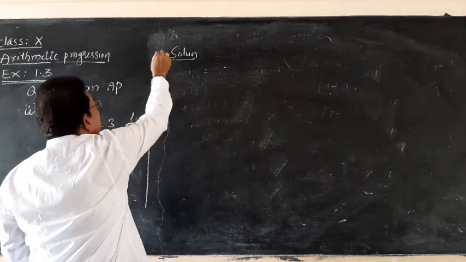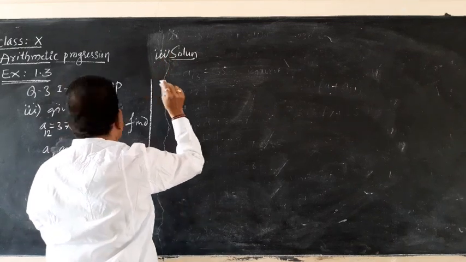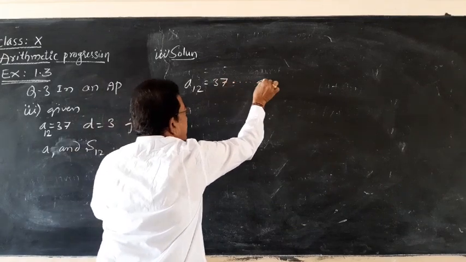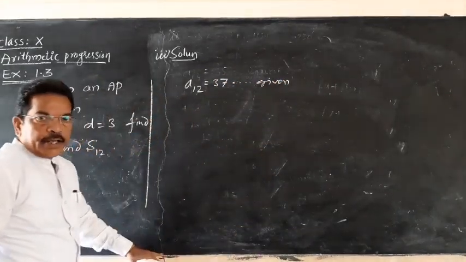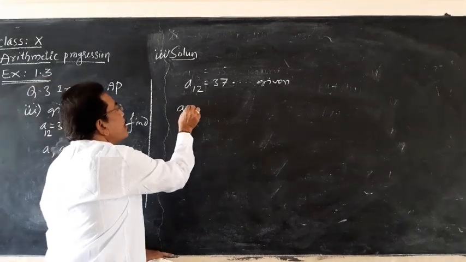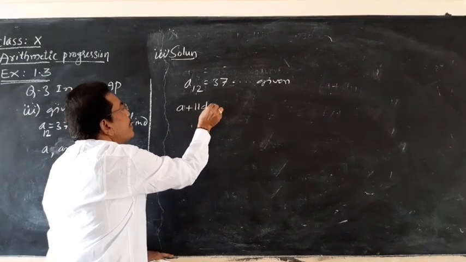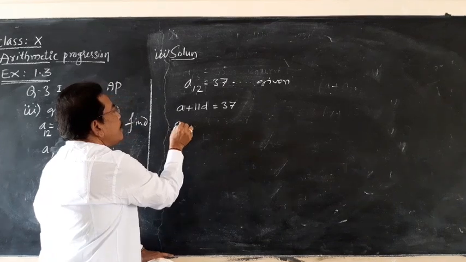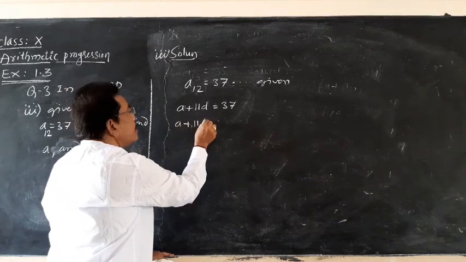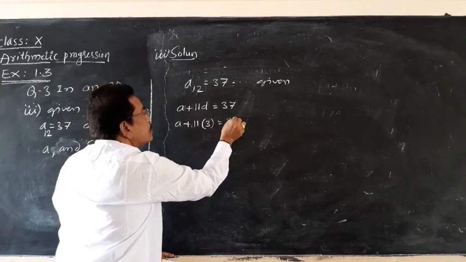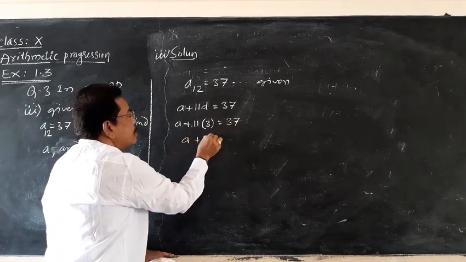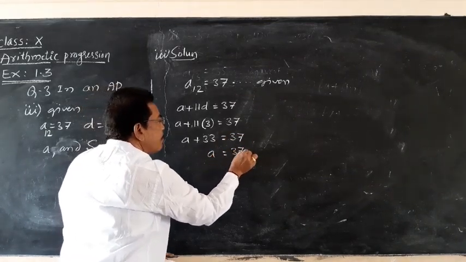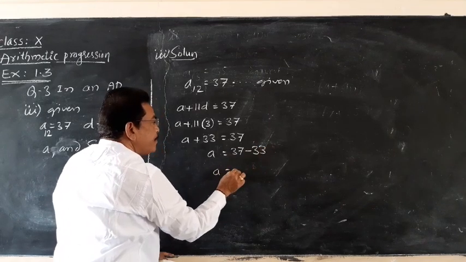See solution 3. a12 equals 37, given. Okay, write the meaning of a12. a plus 11d equals 37. Then a plus 11 into d, they have given. Substitute that one. a plus 33 equals 37. a equals 37 minus 33. a equals 4.